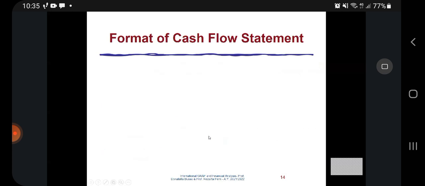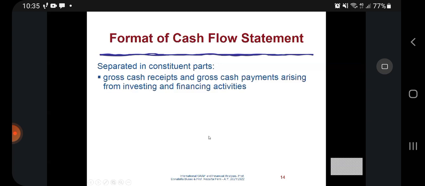Now, what is the format of cash flow statement? It is separated in several parts within these three sections that we mentioned: operating, investing, and financing. Each of them has some special part or category that we have to become familiar with before we try to prepare a cash flow statement. For example, we have to mention that when we talk about cash receipts and cash payments from investing and financing activities, we are referring to the gross amounts, not to the net amounts.